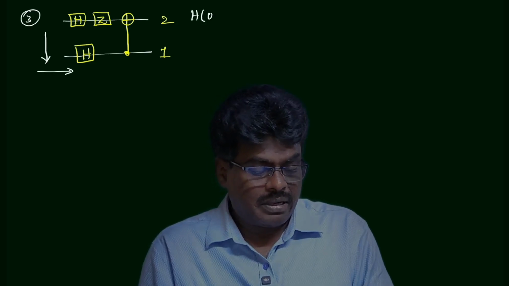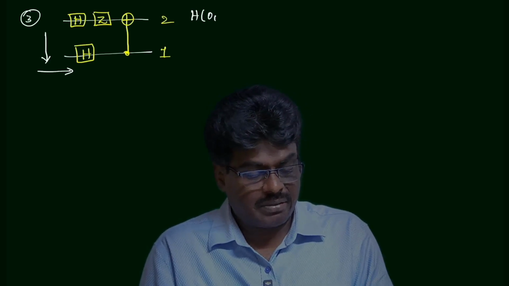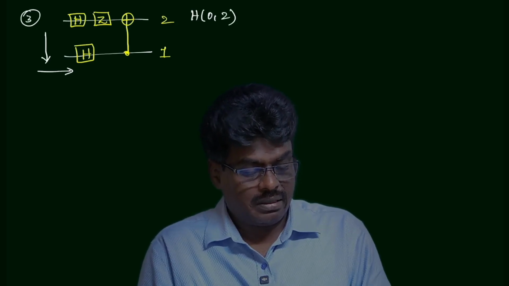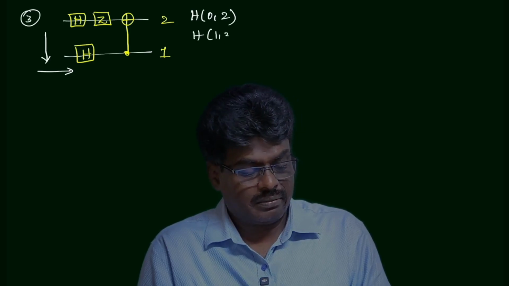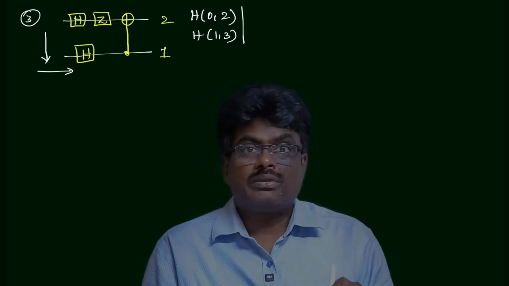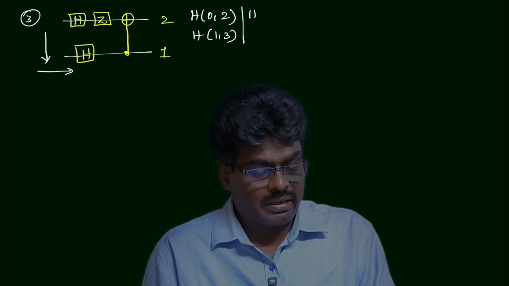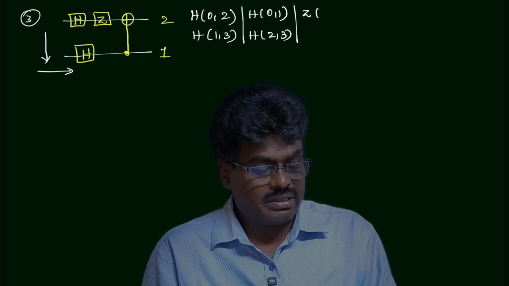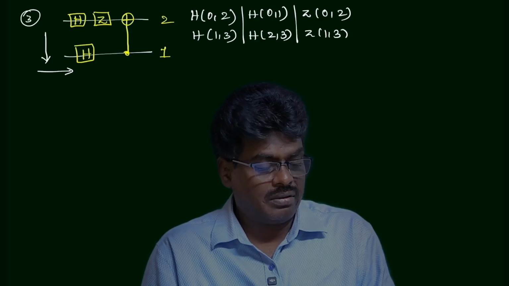So the first Hadamard is 0 comma anything you can take, 0 1 or 0 2, it's not a problem. So 0 2 I'm taking, and add the first one, that is 1 comma 3. Again you have to take a Hadamard. The reason is you are coming from top to bottom first, so again H of 0 comma 1. Now this time I'm adding 2 comma 3. Next Z is there, that is on 2, that's why 0 comma 2, add 1, 1 comma 3.